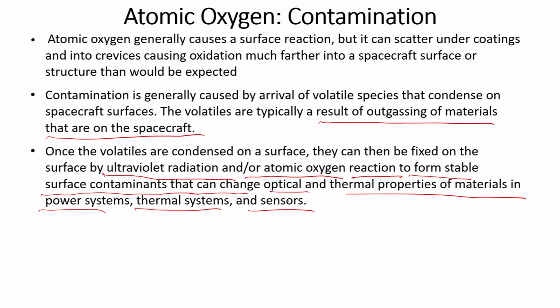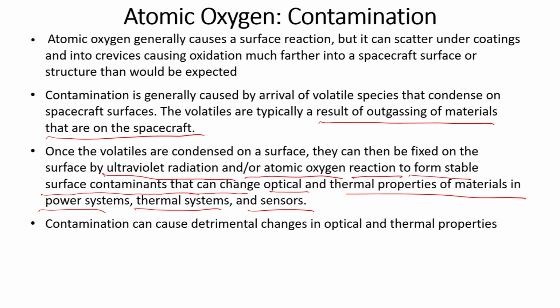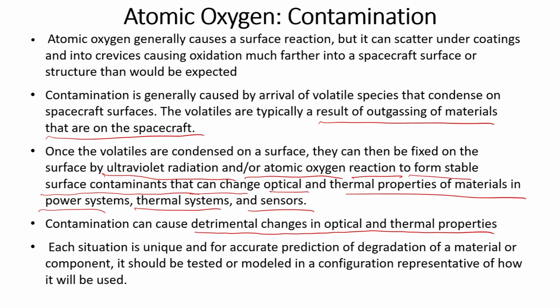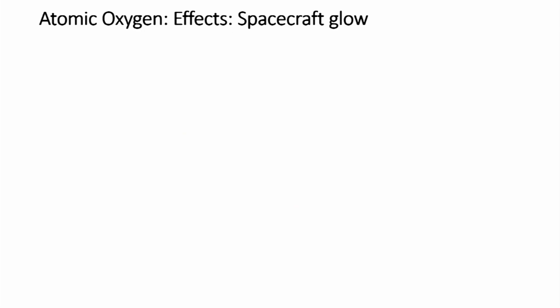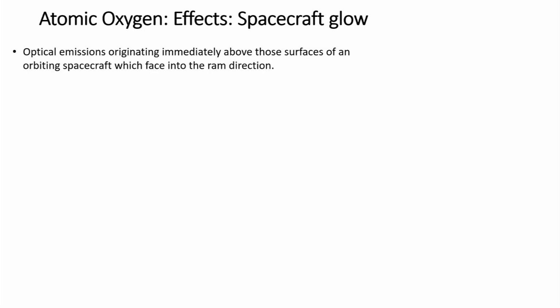So, we have seen outgassing, ultraviolet radiation and atomic oxygen. These three can give rise to contamination. It can contaminate the lenses of a camera, causing detrimental changes in optical and thermal properties. Each situation is unique, and for accurate prediction of the degradation of a material or component, it should be tested or modeled in a configuration representative of how it will be used in the spacecraft. Next, we will see what spacecraft glow is.